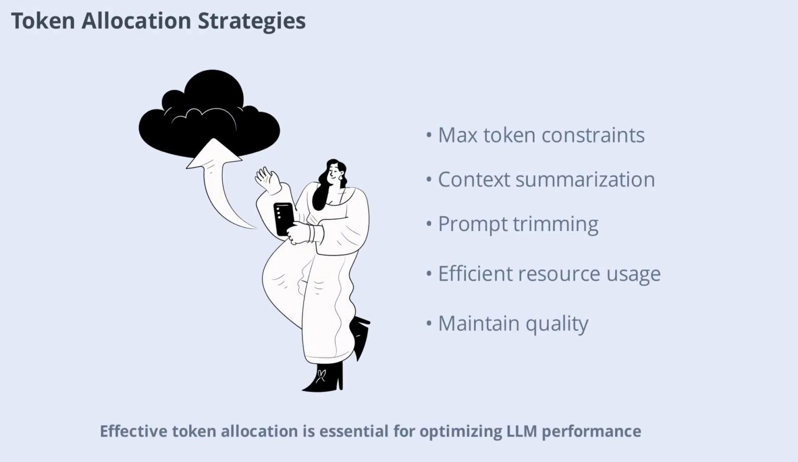Effective token allocation is essential for optimizing LLM performance. Use max token constraints, dynamic context summarization, and prompt trimming to control output length and costs. These strategies ensure efficient resource usage and maintain response quality.